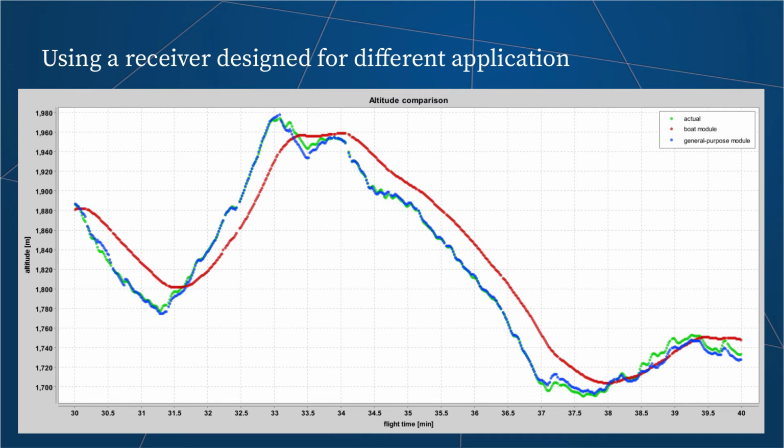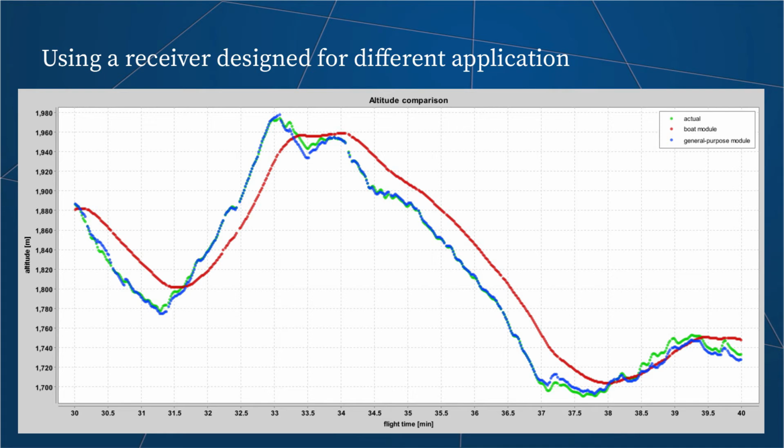In blue is the altitude from a general purpose receiver, and in red is the altitude from a receiver designed for boats. It's very easy to see that the boat receiver averages its altitude in the last 60 seconds, while the general purpose receiver doesn't do any post-processing of the altitude. That's why it's a good idea to always use receivers made for flying, either general purpose receivers or receivers for aviation.